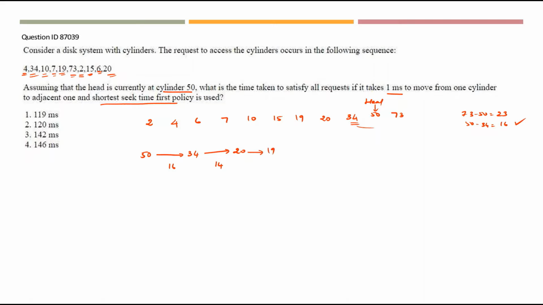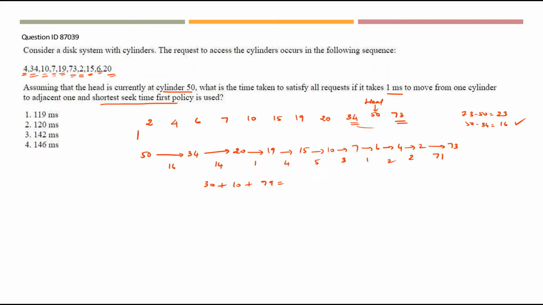20 to 19 it is 1, 19 to 15 it is 4, 15 to 10 it is 5, 10 to 7 it is 3, 7 to 6 it is 1, 6 to 4 it is 2, 4 to 2 is 2. Once it reaches this end, then it will travel back to the next end. So from 2 it will move to 73. So in between we have 71.